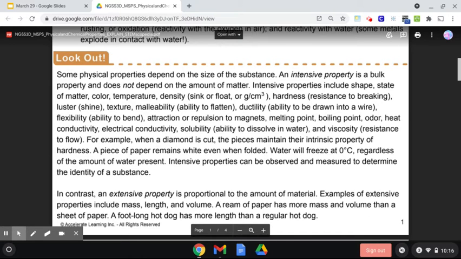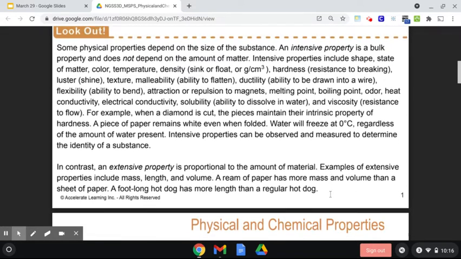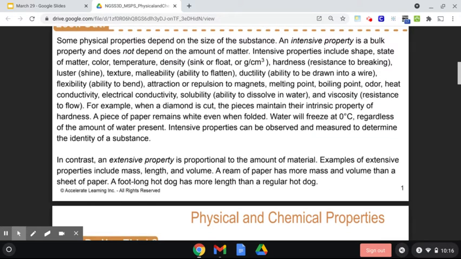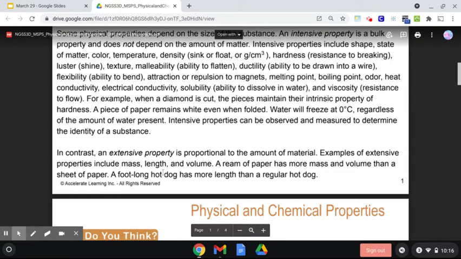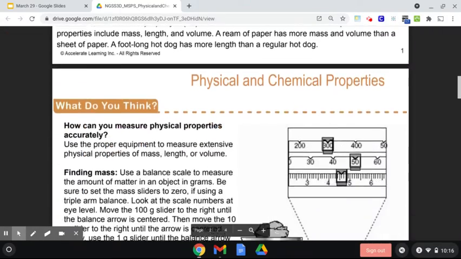In contrast, an extensive property is proportional to the amount of material. Examples of extensive properties include mass, length, and volume. A ream of paper has more mass and volume than a sheet of paper. A foot-long hot dog has more length than a regular hot dog.